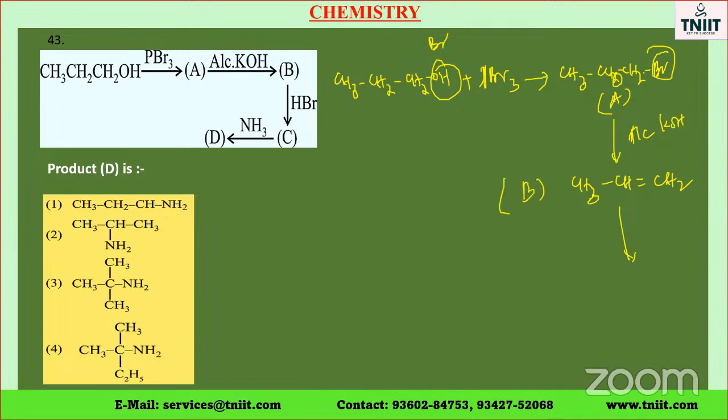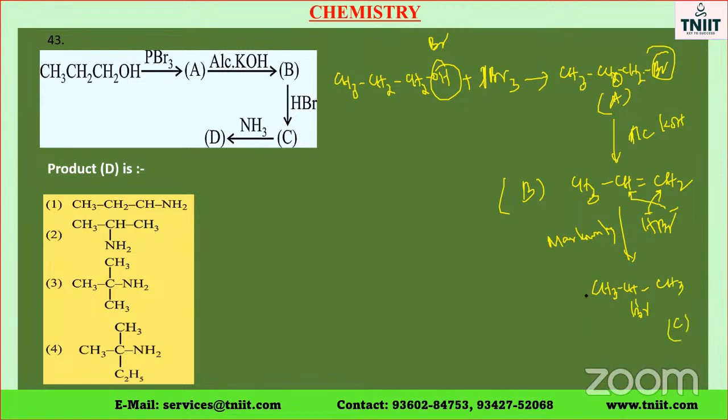When this is allowed to react with HBr, hydrogen bromide, Markovnikov rule applies. So the negative part of the added molecule gets bonded to the carbon containing less number of hydrogen. You get CH3, CHBr, and the double bond breaks, and this hydrogen attacks this carbon. So we get CH3. This is C.